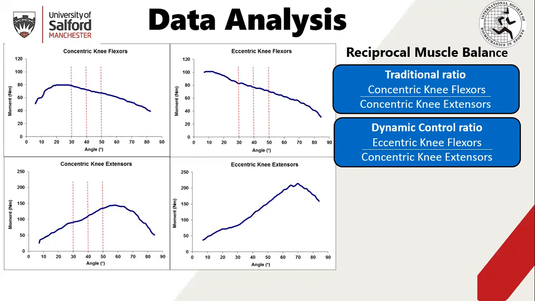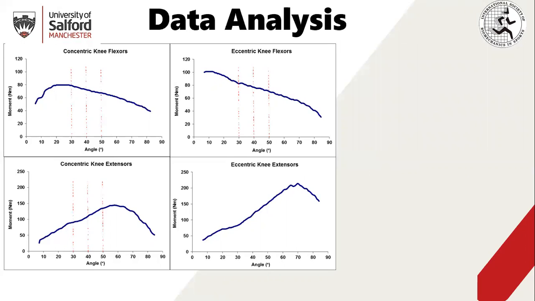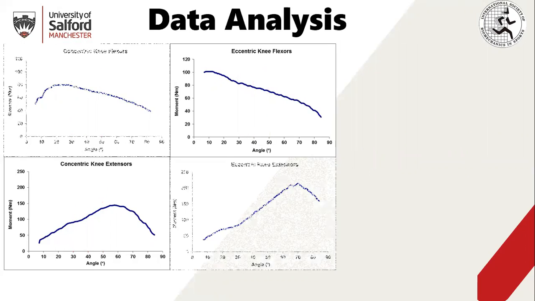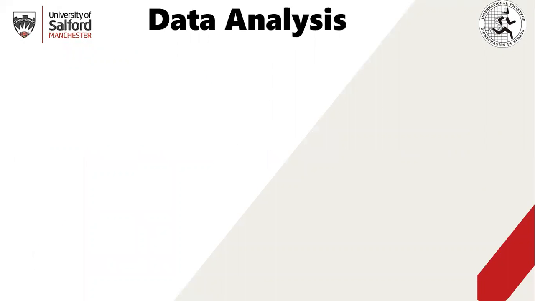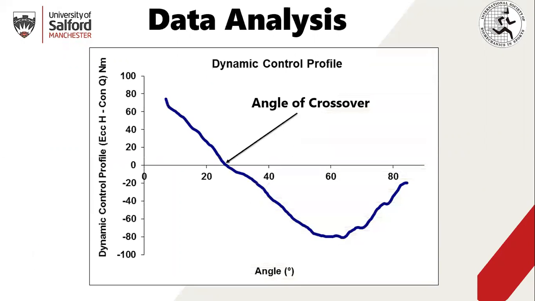Moments at 30, 40 and 50 degrees were determined for concentric and eccentric knee flexors and concentric knee extensors to determine angle-specific traditional and dynamic control ratios. Finally, using the eccentric knee flexor and concentric knee extensor moment angle curves, a dynamic control profile, which represents the net joint moment throughout the full range of motion, was created for each subject in each mode.